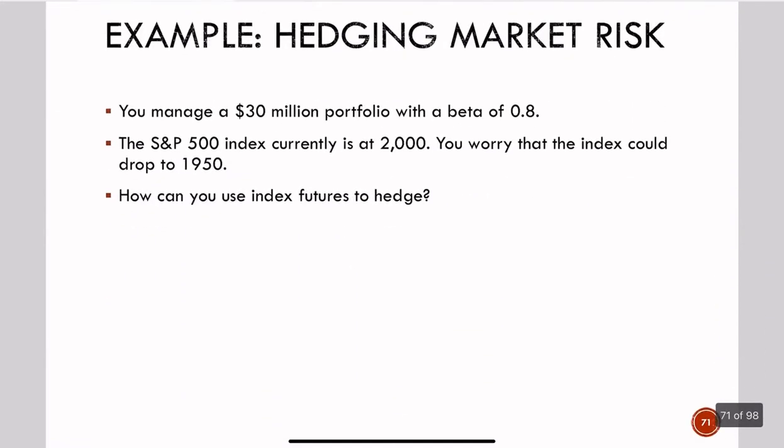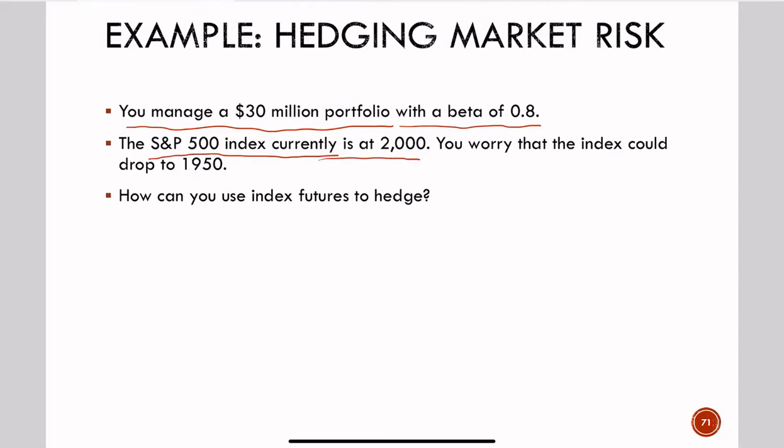Okay, so let's see this example here. Here we're trying to hedge away market risk. Let's say you're a fund manager. You manage a $30 million portfolio, and you have calculated the portfolio beta is 0.8. Let's say again the S&P 500 index is currently at 2000.